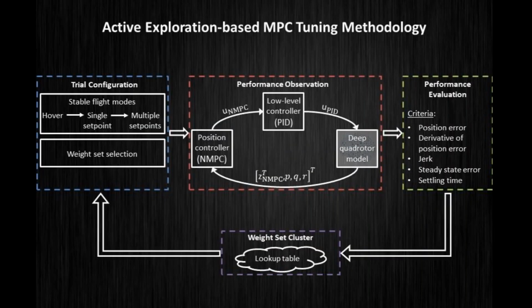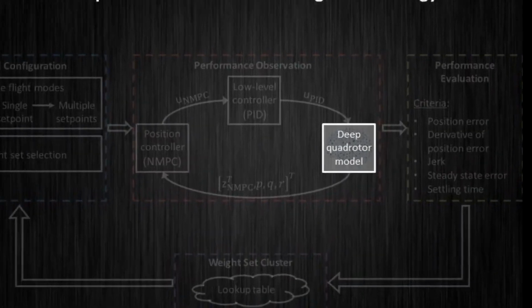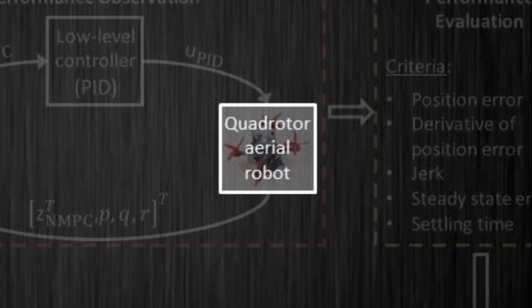In order to cater for various operational uncertainties that may not be captured in the DNN model, we also conduct real flight tuning. The overall tuning process remains the same except that the trials are now conducted over the real robot.